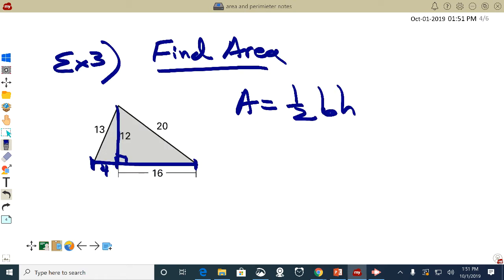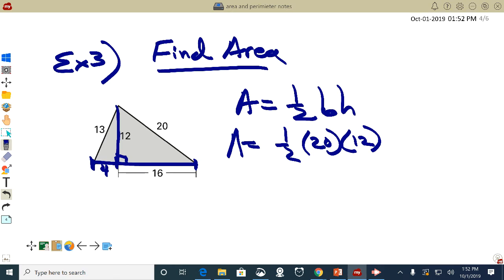So let's go back over here. Let's just plug and chug then. Area then is 1/2. The base is going to be 4 plus 16, the whole bottom side. That's going to be 20. The height, well, that's 90 degrees with the base. In this case, it's going to be 12.